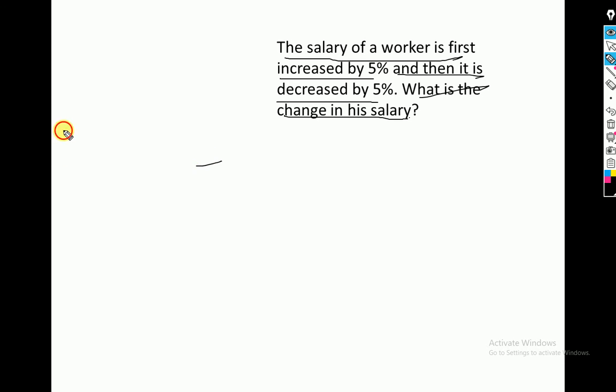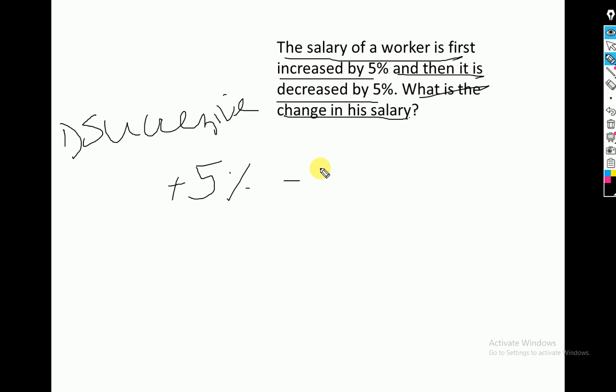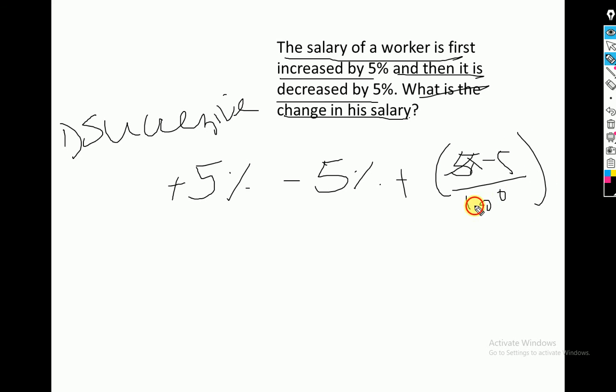So first I'll use successive. Okay, so 5% is increased and then 5% is decreased. So 5 into minus 5 by 100. So it's minus 1 by 4, right?